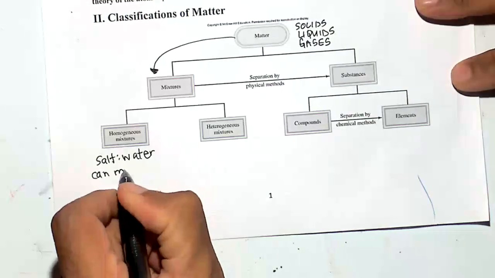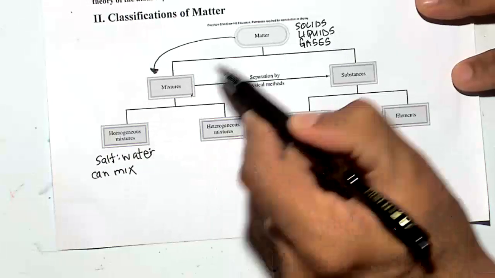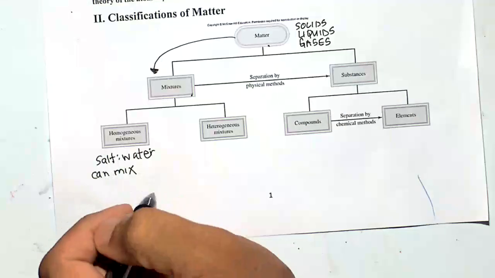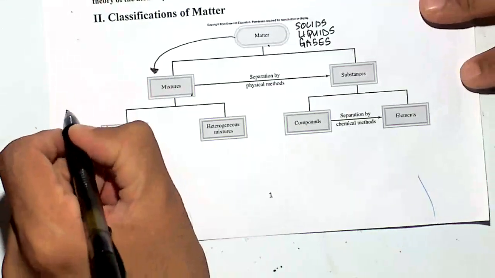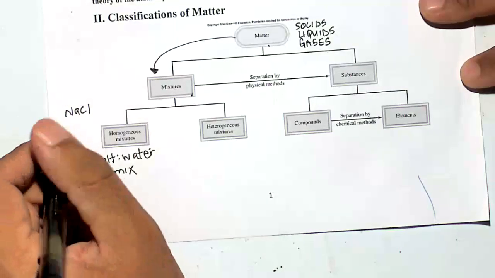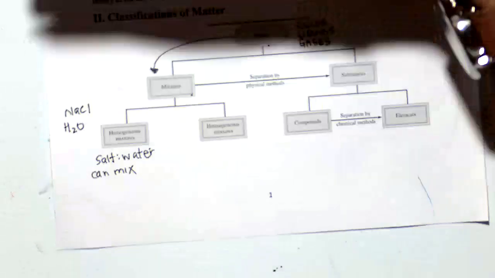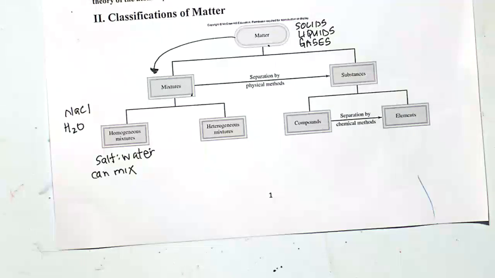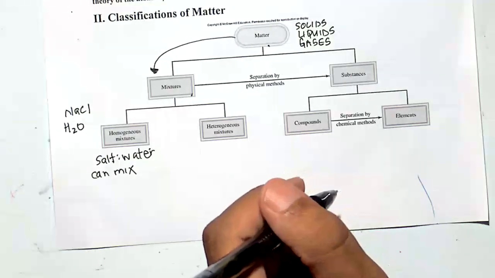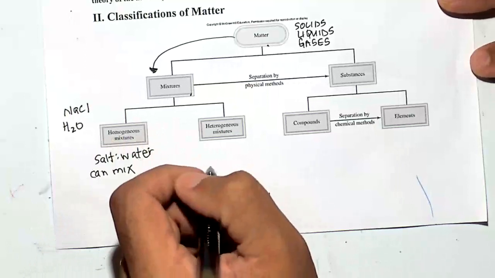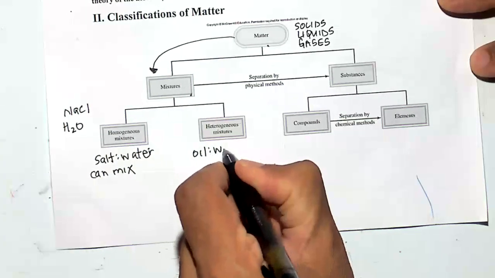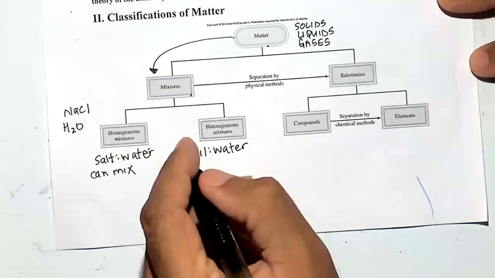So they can mix. This is a homogeneous mixture, which is a mixture composed of the matter of salt and water. We'll learn in class that salt is sodium chloride and water is H2O. So that's how we can break down matter. This table is all about breaking things down. Well, you can have salt and water. You can also have oil and water. They cannot mix.